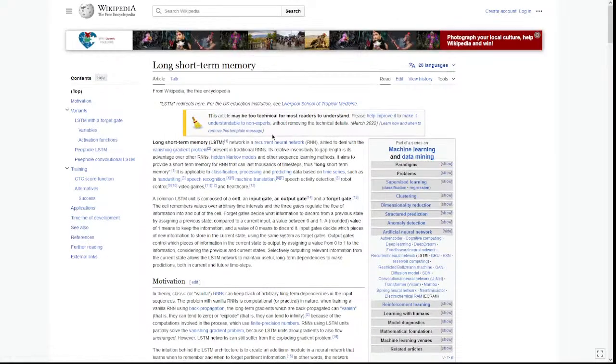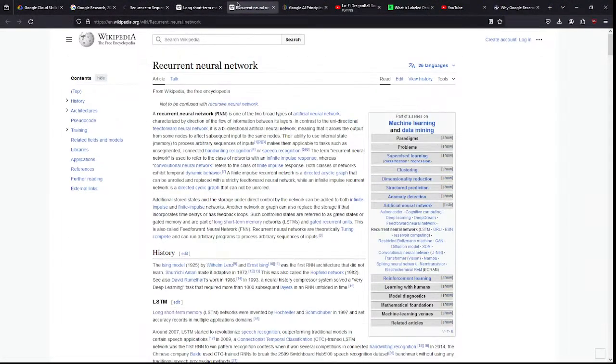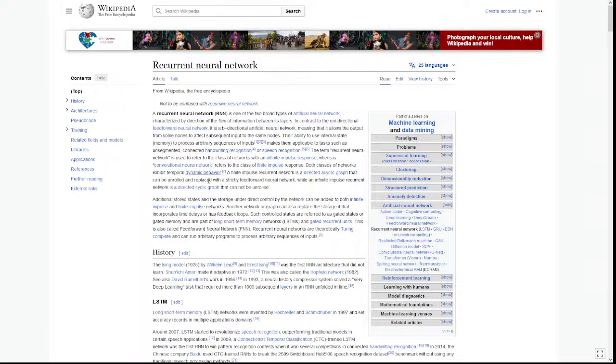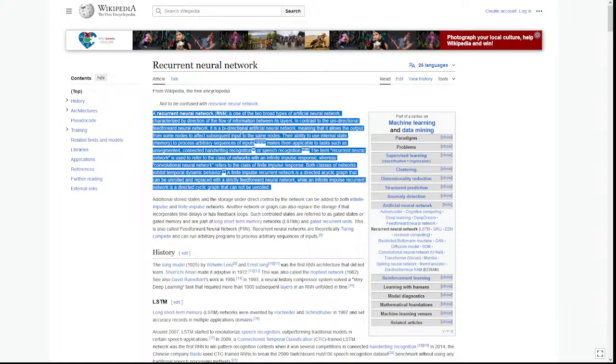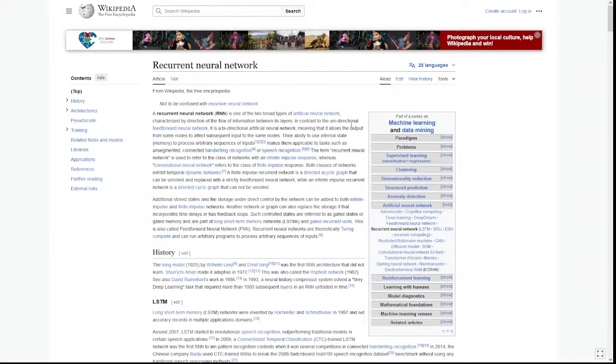Wikipedia: Long short-term memory network is a recurrent neural network. Now we need to Google recurrent neural networks. A recurrent neural network is one of the two broad types of artificial neural network, characterized by the direction of the flow of information between its layers. In contrast to the unidirectional feedforward neural network, it is a bidirectional artificial neural network, meaning that it allows the output from some nodes to affect subsequent input to the same nodes.